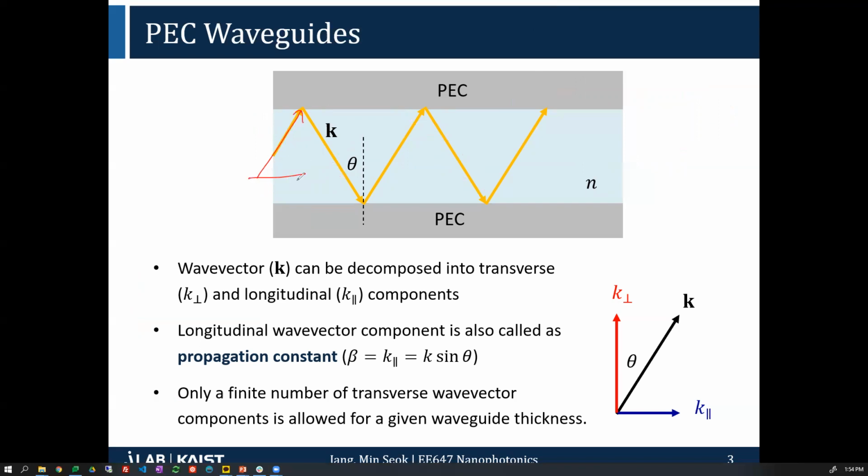If you have this type of picture, then the k vector of the wave can be decomposed into 2 directions. One is parallel to the propagation, k parallel, and the other is perpendicular to the propagation, which is k perpendicular. The parallel component is also called the propagation constant. So people sometimes write it as beta, or k parallel, or k sine theta, if you define theta as this angle. Okay, so now let's see how we solve.